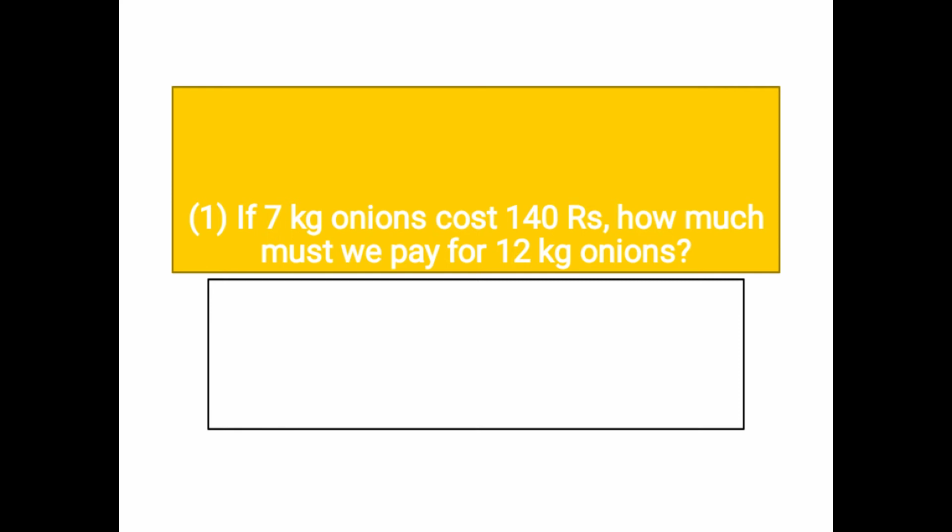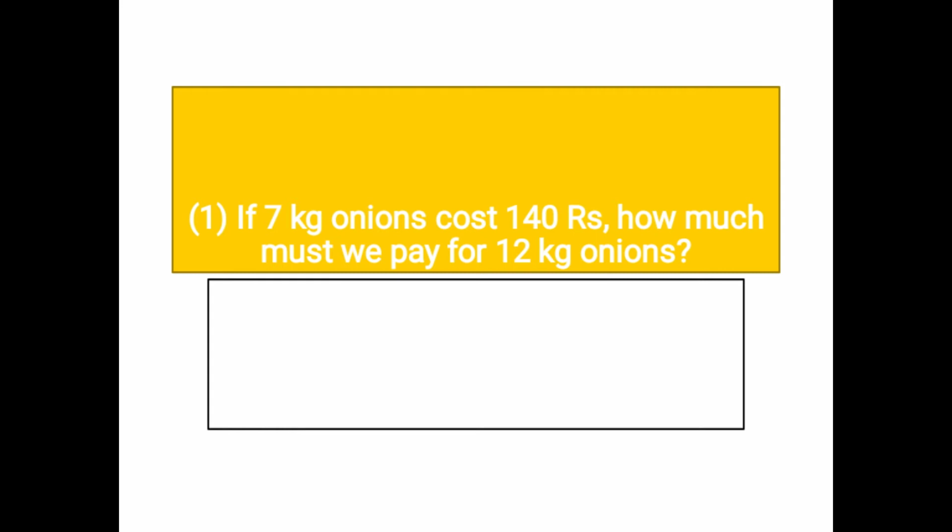First, the weight of onions is given as 7 kg. Then the second weight of onions is given as 12 kg. Here the weight of onions is increased. If the cost of 7 kg onions is 140 rupees, then the cost of 12 kg of onions will increase. So this is direct proportion.